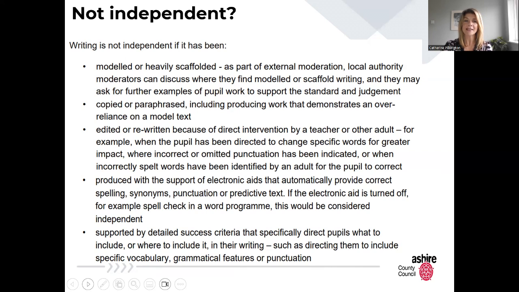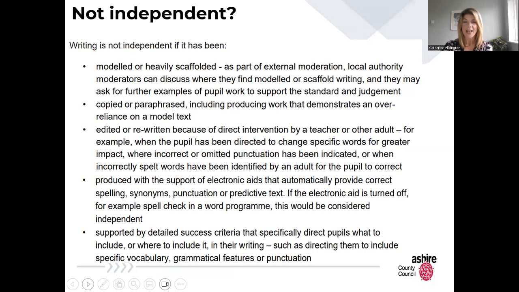Writing is not independent if it's being produced with the support of electronic aids that automatically provide correct spelling, synonyms, punctuation, or predictive text. If the electronic aid is turned off, this would be considered independent. So if you have got children who need to type up, or if you've done a particular piece of work that lends itself to being typed up, then that's absolutely fine. But if you want to judge it as being independent, just make sure the spelling and grammar checks are turned off on those.